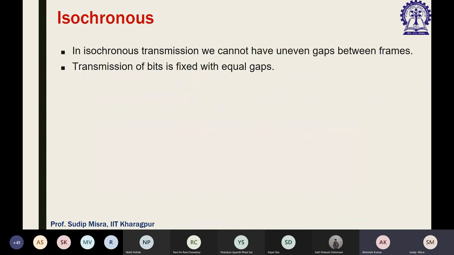There is another type of transmission which we will not encounter much in this course, which is called isochronous transmission.